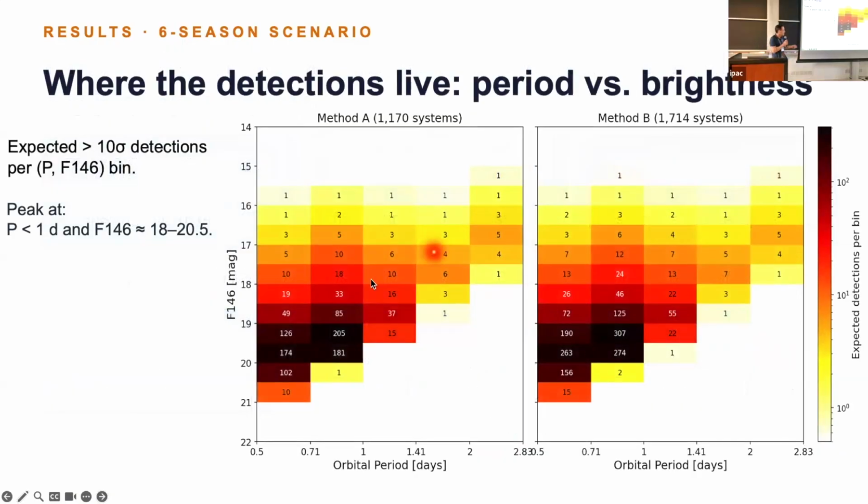This is the brightness, and brighter stars are up here, versus the orbital period. Orbital period is here in log scale, and quite expectedly, most of the detections are at very short periods. Sometimes we call them ultra short periods, within 2 days and within 1 day even. And also at a magnitude of roughly 18 to 20, which is simply where the stars are.